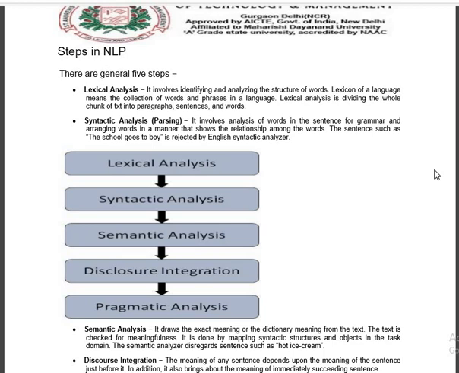Lexical analysis also divides the whole chunk of text into paragraphs and sentences. Whatever the query or pseudocode is written by the programmer, the lexical analysis divides the whole language into different paragraphs and sentences, so that a compiler can easily understand what language we are going to use to get our output. The second phase is syntactic analysis, which comes with the phase of parsing. It helps mostly to understand structure.